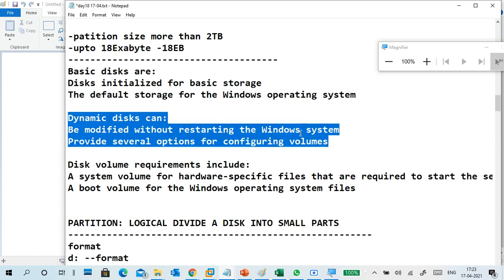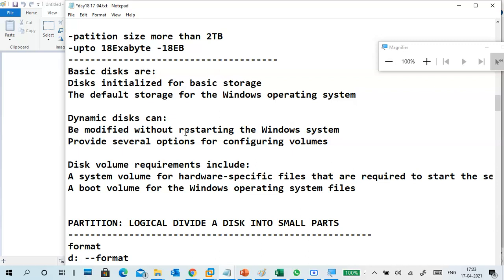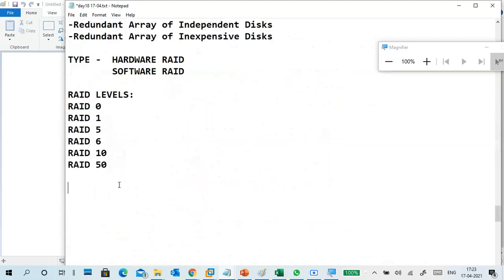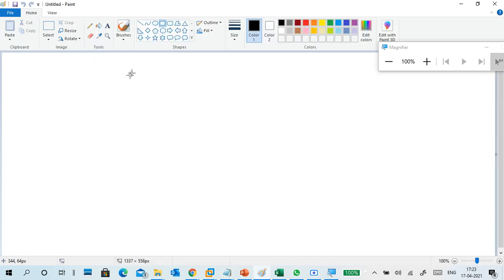A dynamic disk is not for creating partitions, here we create volumes. When you want to combine two or more physical disks logically and create a huge volume, the disk must be a dynamic disk. So in RAID we use only dynamic disks. What type of disk do we have to use? Dynamic disk. Okay, we'll come to it one by one.